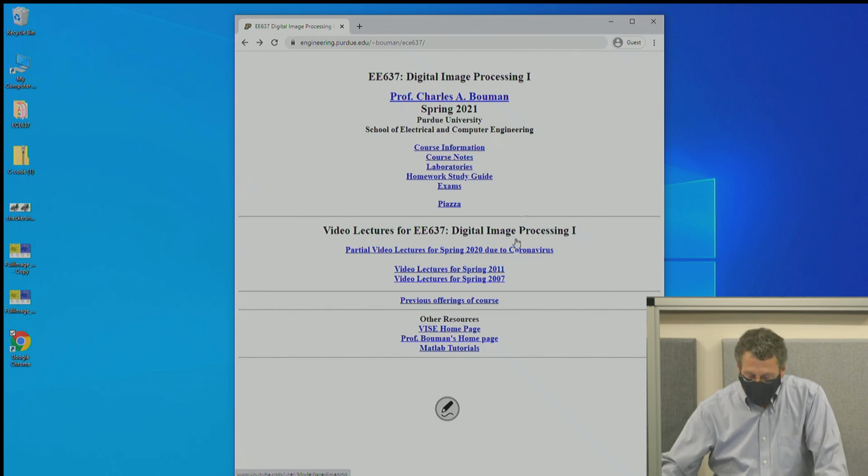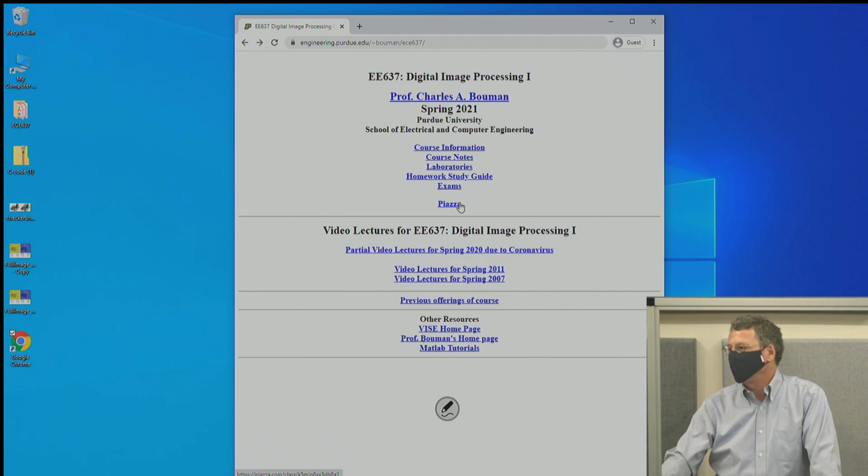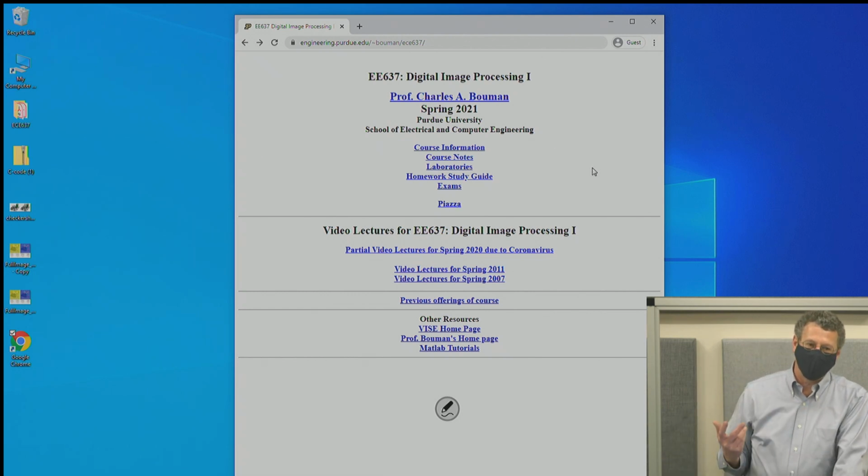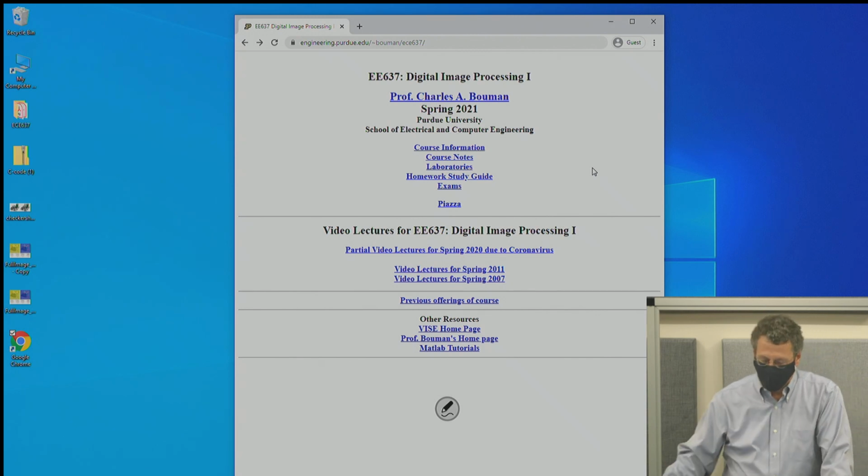years, okay? And there's also this Piazza thing, which you guys are probably familiar with, but I haven't set it up yet for this year. The function of the Piazza is mainly for you guys to communicate with each other, okay?